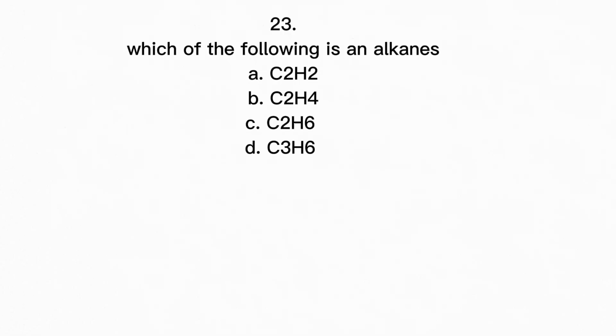Now let's first of all know what alkanes are. Alkanes are a type of organic compound, a hydrocarbon, that contains only carbon and hydrogen, only single bonds, no double bond or triple bond. From these options, which one is our answer? Our answer is C, C2H6. Why is C2H6 an alkane? Because C2H6, ethane, has only single bonds.